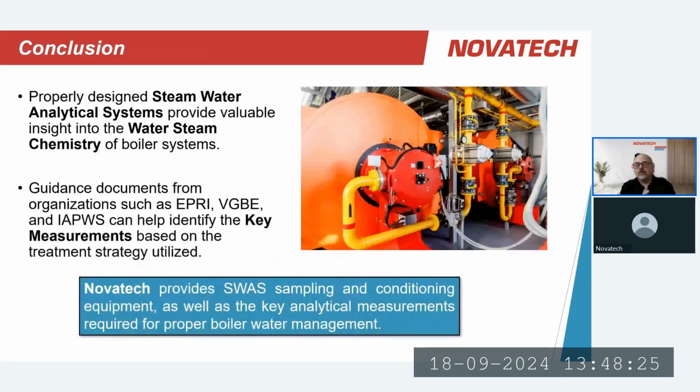So that's pretty much my presentation. If I can sum it up in a few words, a proper SWAS system gives you the information that we need for our water steam chemistry in our boilers. And I refer you once again to the various guidance documents that are available from organizations such as EPRI, VGB, and IAPWS. If you don't already have that information on hand, it's super useful to look at those guides and see if there are other parameters that you could be monitoring that could help you ensure a really good treatment strategy and know that the condition of your boiler water is at its peak and optimal.